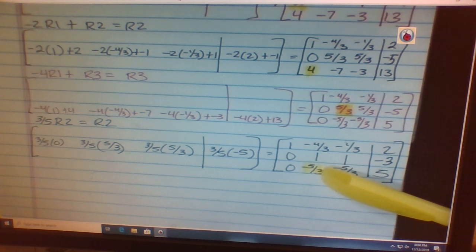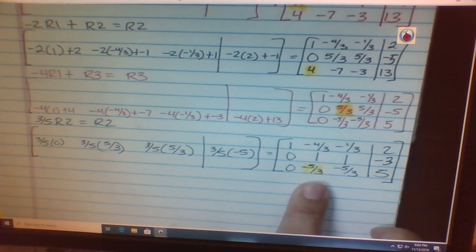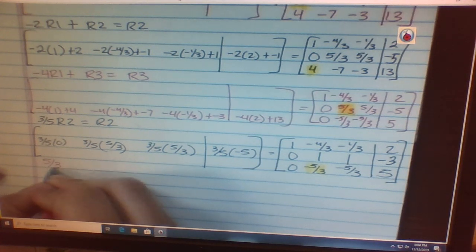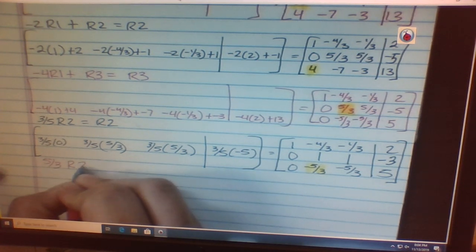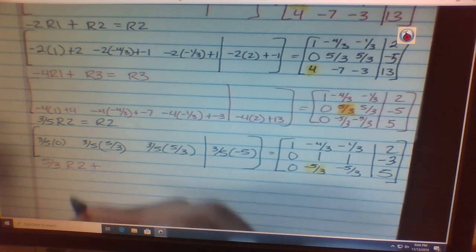So row 2, you multiply it by the opposite of the number you're trying to make a 0. Who are you trying to make a 0 right now, Jamie? -5/3. So what is the opposite of negative 5/3? Positive 3/5. Not the reciprocal, but the opposite. So if this is negative, I need a positive 5/3. So a positive 5/3 times row 2. Now, which row are you trying to make the 0 in?